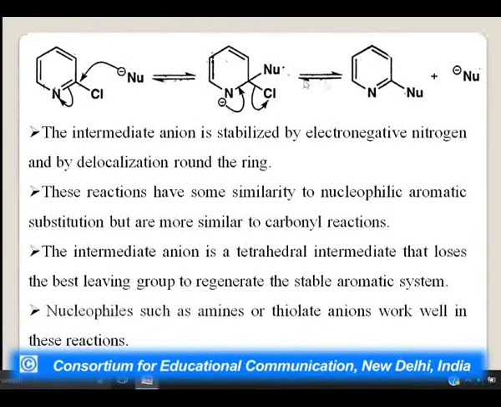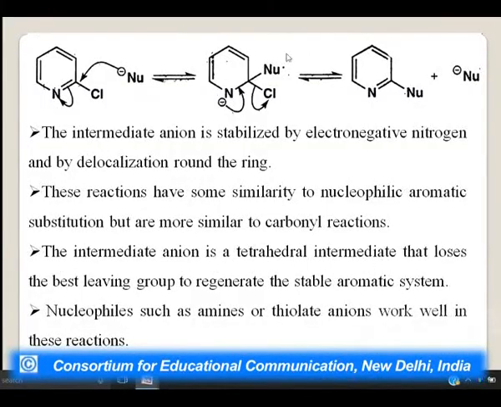You can see how the nucleophilic substitution reaction takes place in pyridine. This is pyridine with a chloride at this ortho position, position number 2. First of all the nucleophile attacks this position because of the electron-withdrawing nature of the nitrogen atom, and then you get this kind of tetrahedral intermediate and finally the substituted product. The intermediate anion is stabilized by the electronegative nitrogen atom and by delocalization around the ring.